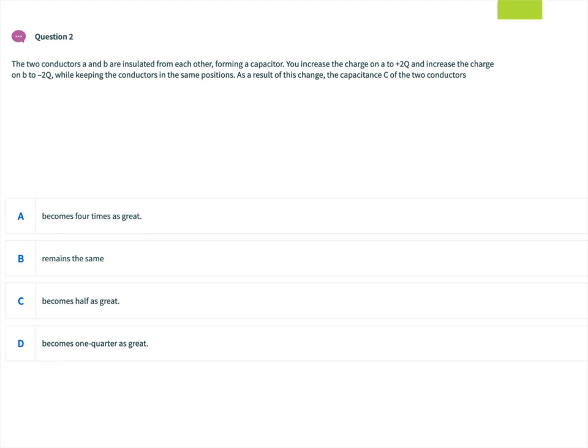We have two conductors. They're insulated from each other, so they make a capacitor. The idea that's implied is they start off with a charge of Q and minus Q, and we're going to increase this to 2Q and to minus 2Q. And the question is, what's going to happen to the capacitance? Does it change?